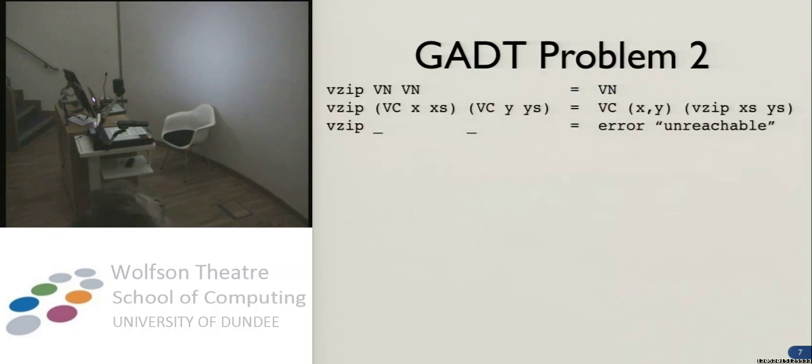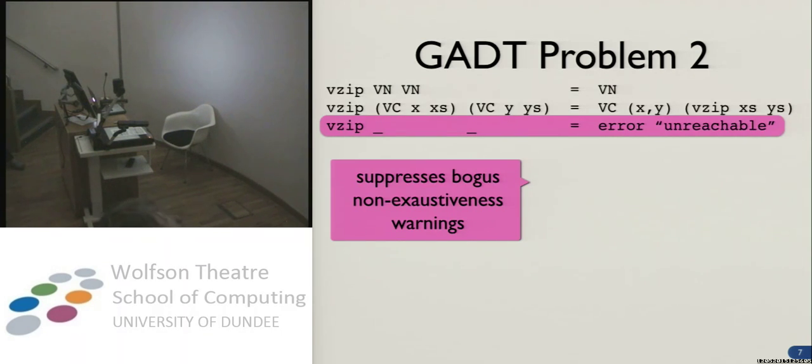So this is good, but in the context of GADTs, this doesn't work well. I've shown you the zip program for these vectors earlier on, and we've seen that GHC complains about missing cases. One way to shut up GHC is to add this additional clause where you have two don't care patterns for the two arguments. If you add this clause that can never be reached, then GHC is happy and will not complain.